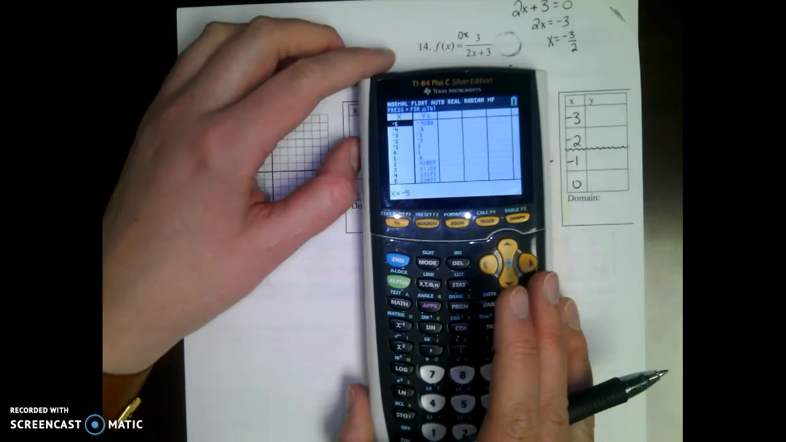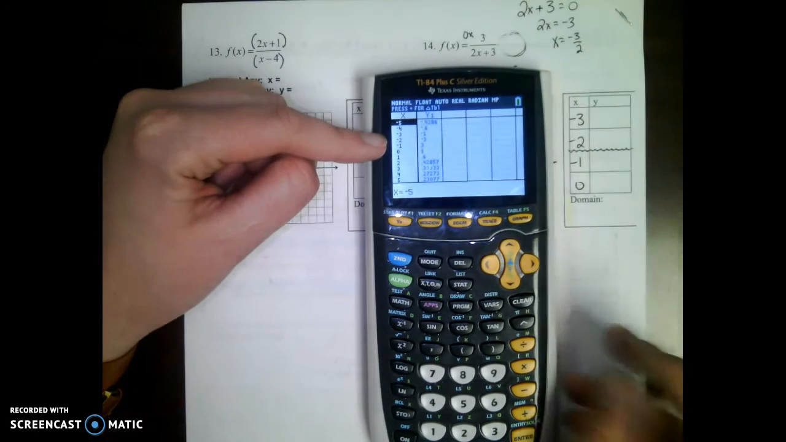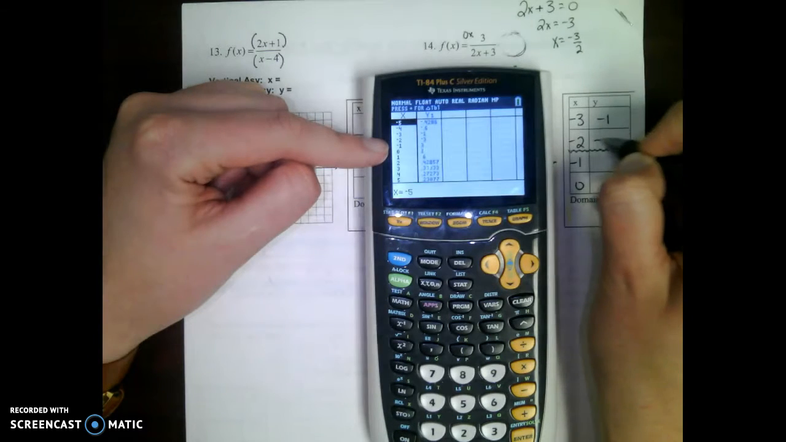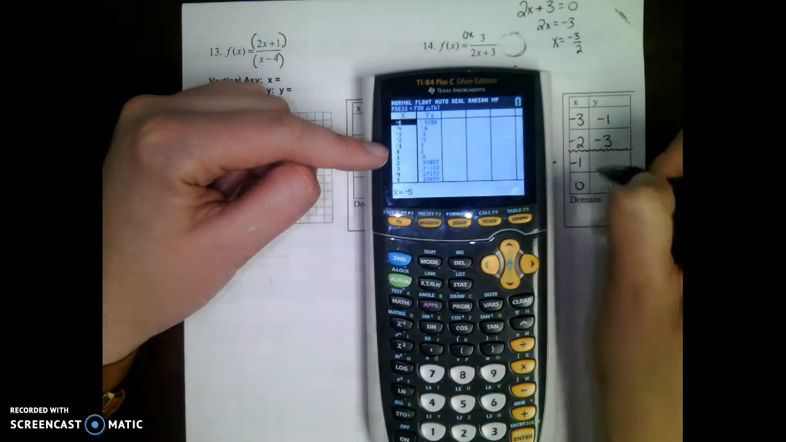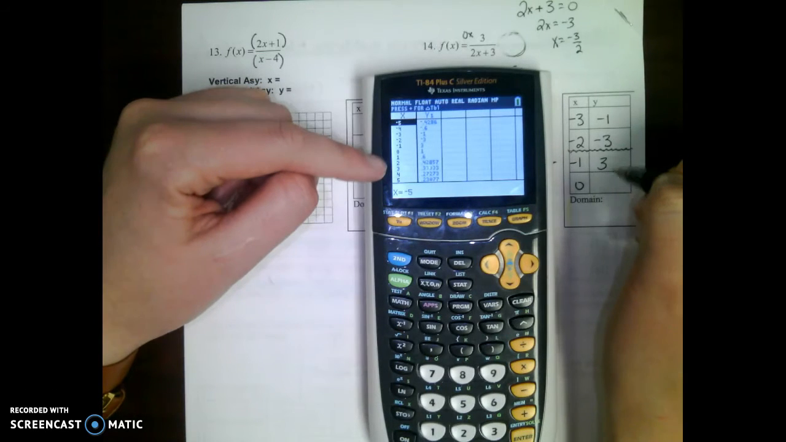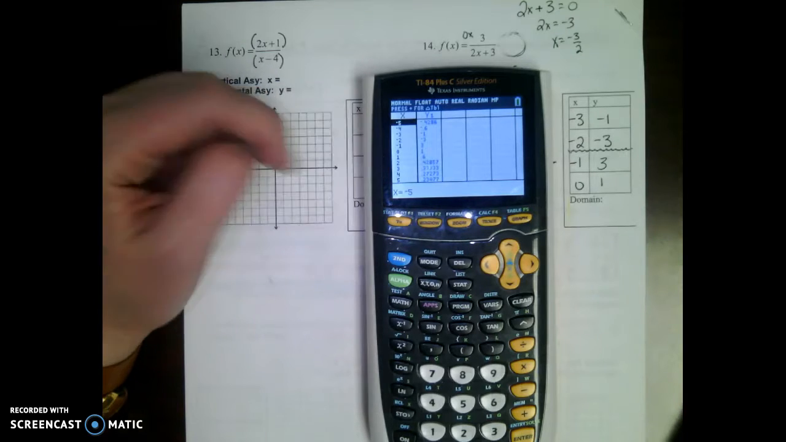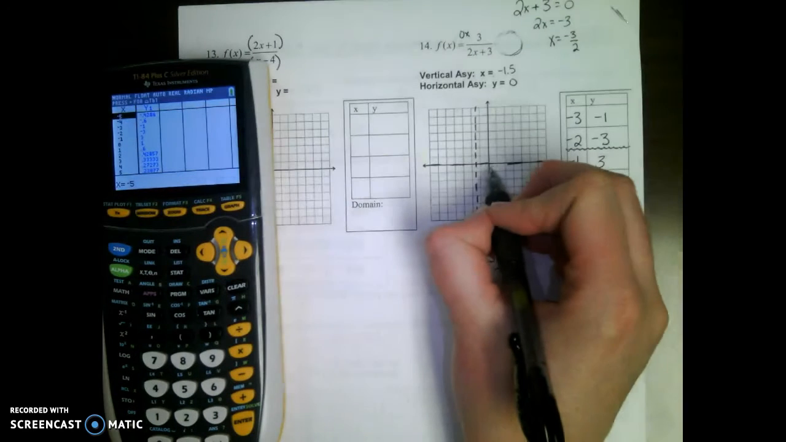So in this table, negative 3, negative 2, negative 1, 0. And I'll plot those 4 points.